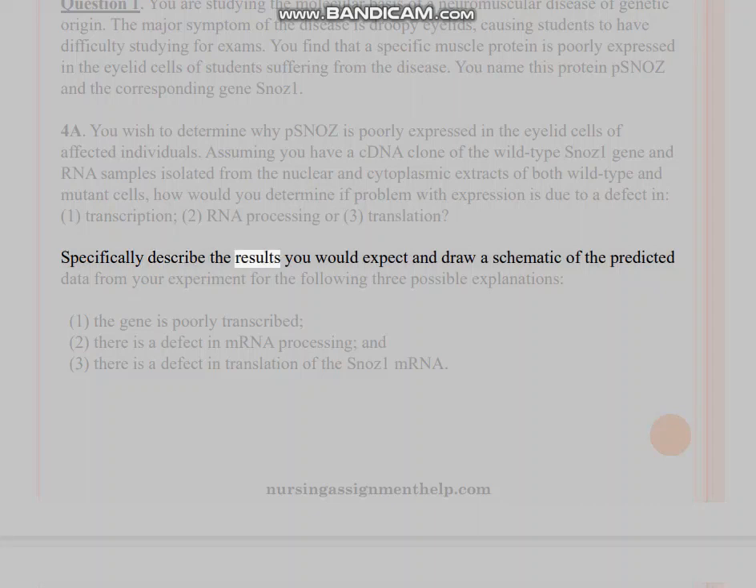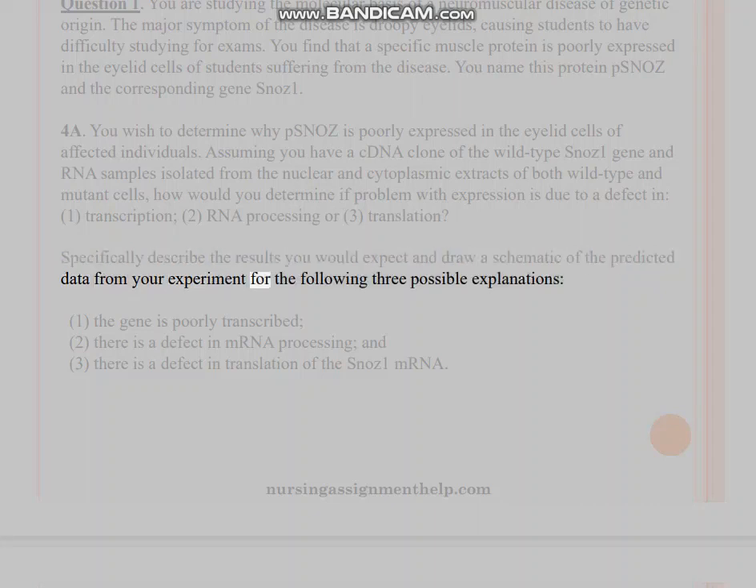Specifically describe the results you would expect and draw a schematic of the predicted data from your experiment for the following 3 possible explanations. 1. The gene is poorly transcribed. 2. There is a defect in mRNA processing. And 3. There is a defect in translation of the SNOZ1 mRNA.